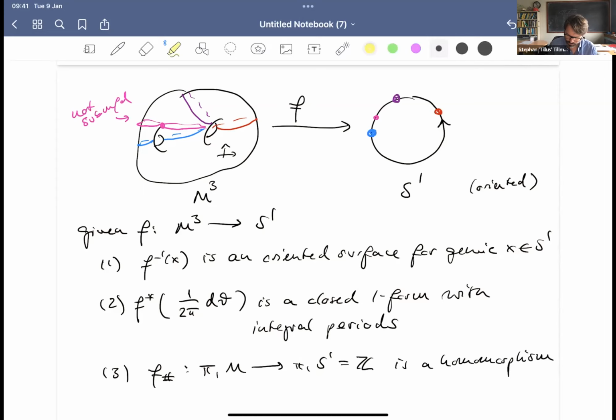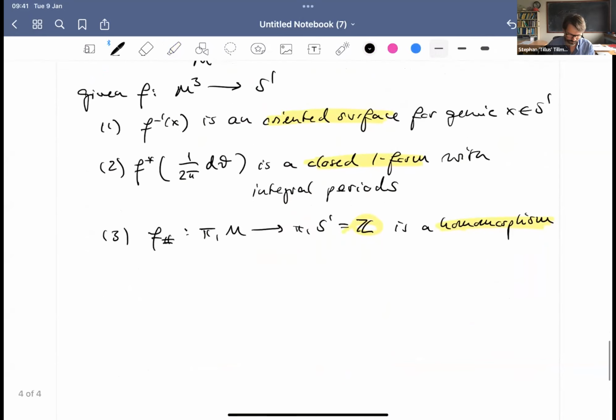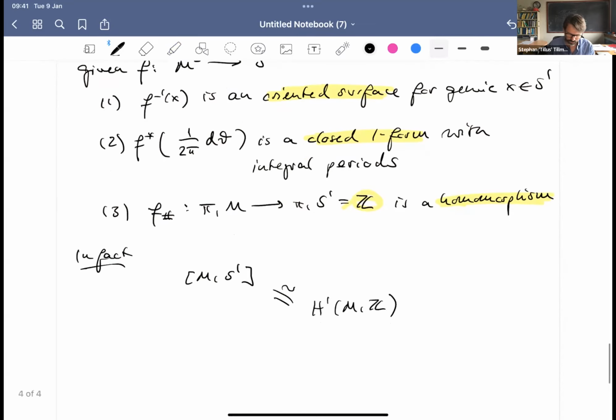Okay, and so these are sort of the three key players. We have an oriented surface, we have a closed one form, and we have a homomorphism onto the integers. Really, if I think about homotopy classes of maps from M to S1, then this is the same as H upper 1 of M with Z coefficients. This is just because the circle is a K(pi, 1).